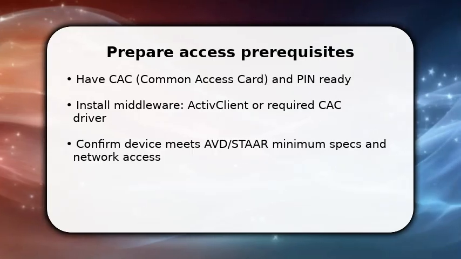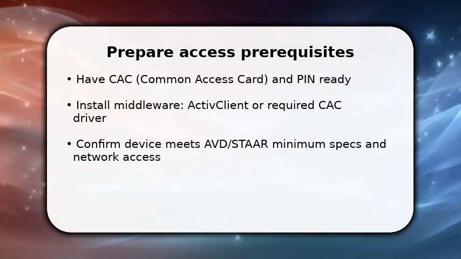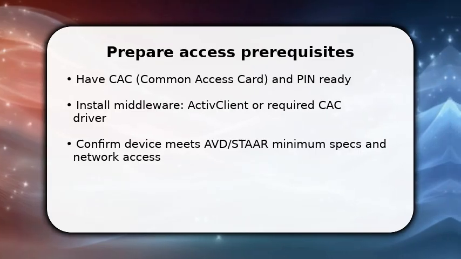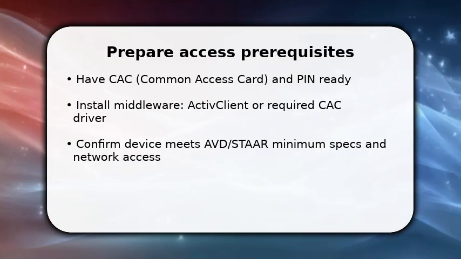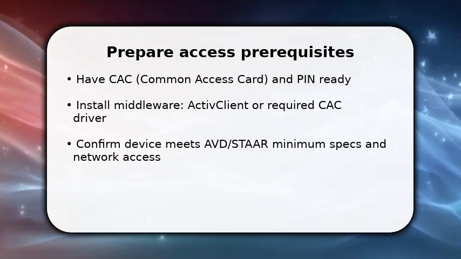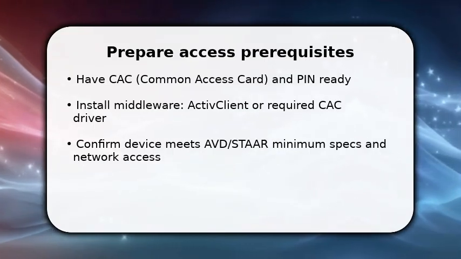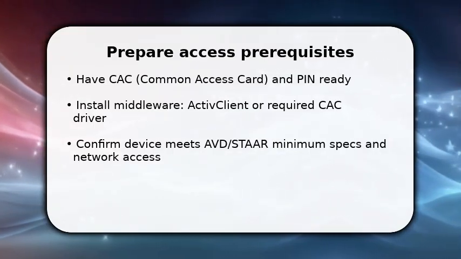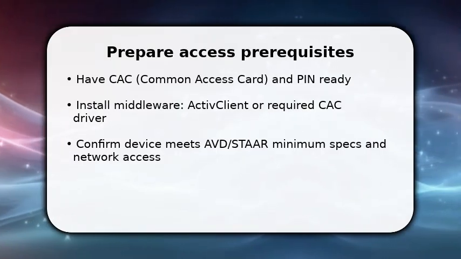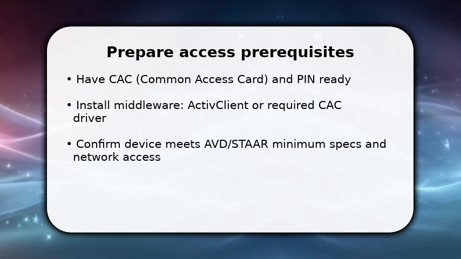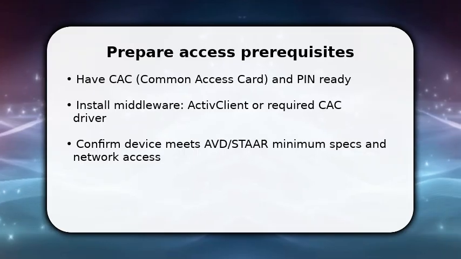You start by verifying credentials and environment. Insert your CAC, know your PIN, and confirm your account is active with your unit. Once done, install the approved middleware like Active Client so the system can read certificates. This matters because authentication fails without it. Make sure your PC or laptop meets Army Virtual Desktop minimum specs and that you have stable network or VPN access. These steps remove common blockers and let you move straight into account registration and client setup.